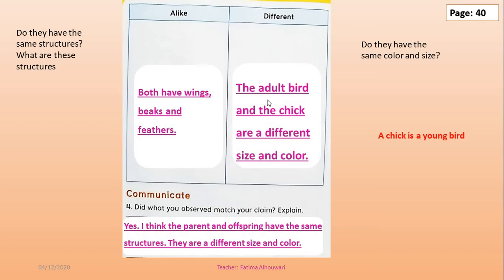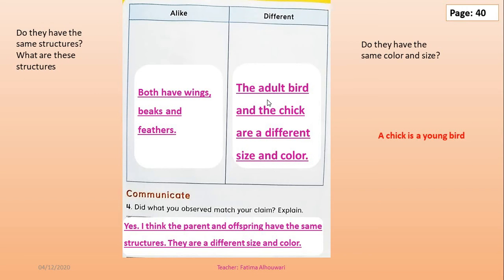As you saw in the pictures, both the adult and the offspring have wings, beaks, and feathers. And how are they different? The adult bird and the chick are different in size and color.